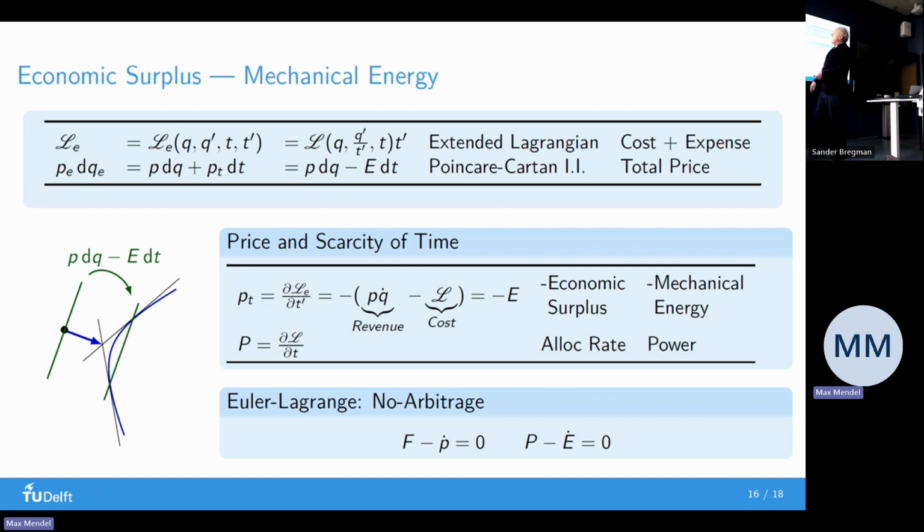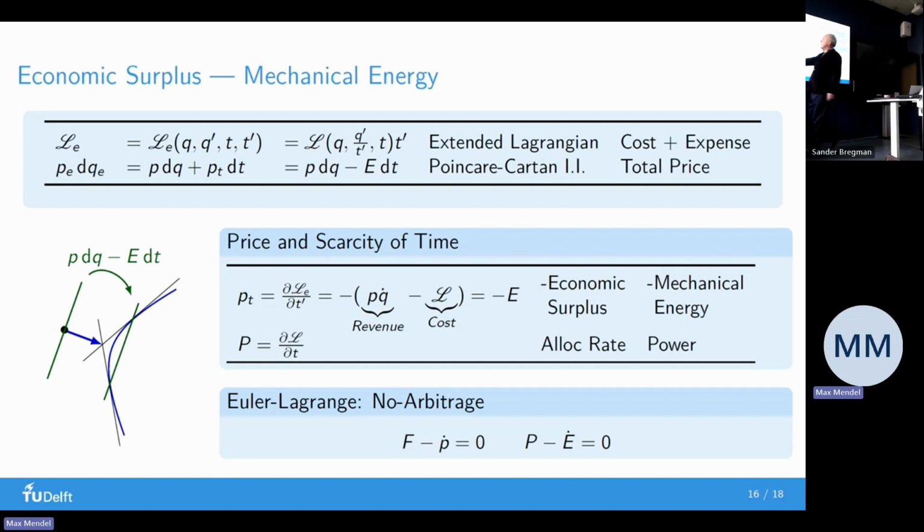So you can actually calculate what the price of time is. You just take that same partial derivative. So it's the marginal cost of time, the flow of time. And if you do that, you can get this. The total price becomes the price of the goods plus the price of time. And we define the negative E as being the same. It's just the negative of the price of time. So it's the benefit of time, the marginal benefit of time. This thing is called the Poincare-Cartan integral invariant. That is what I would call the total price.